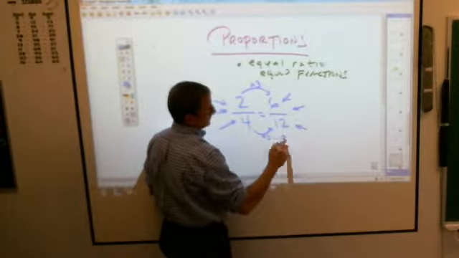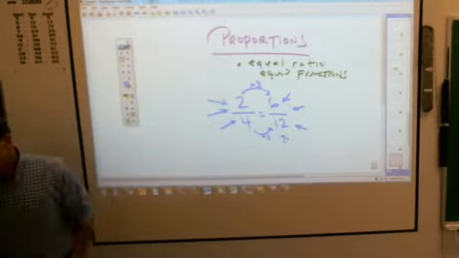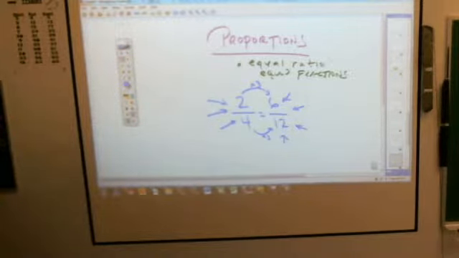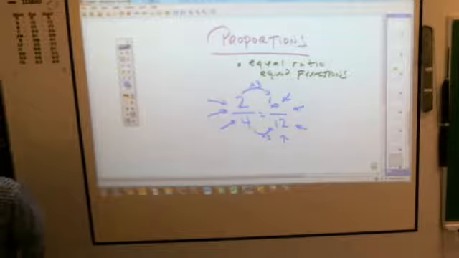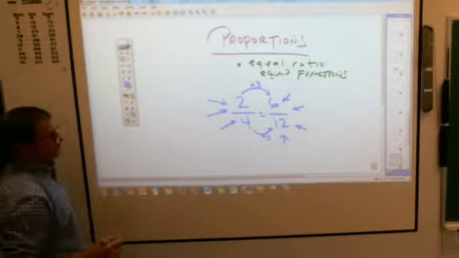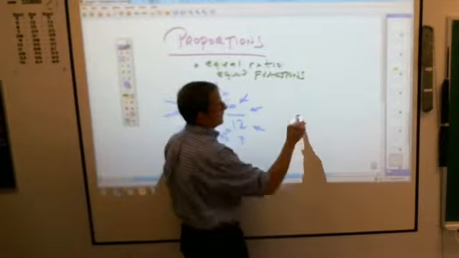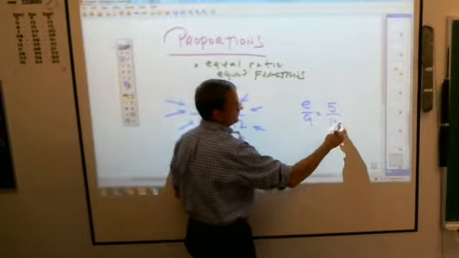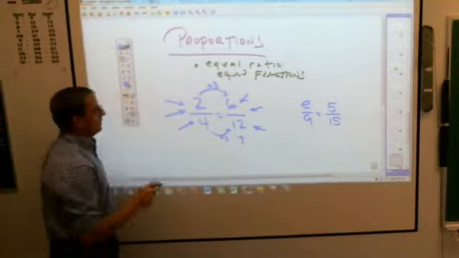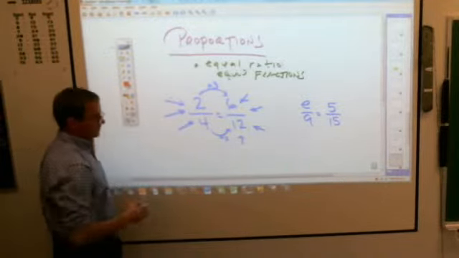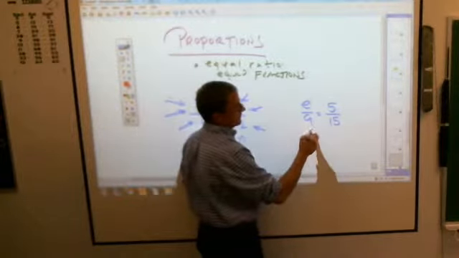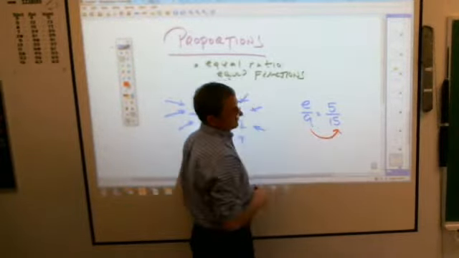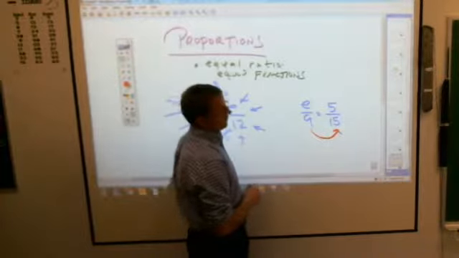Now the problem comes up in the fact that sometimes our proportions are not really easy and neat. Like this one: E over 9 equals 5 over 15. Looking at this, if I were to ask you 9 times what is 15, there is something, it's a fraction, but you really don't want to do that.